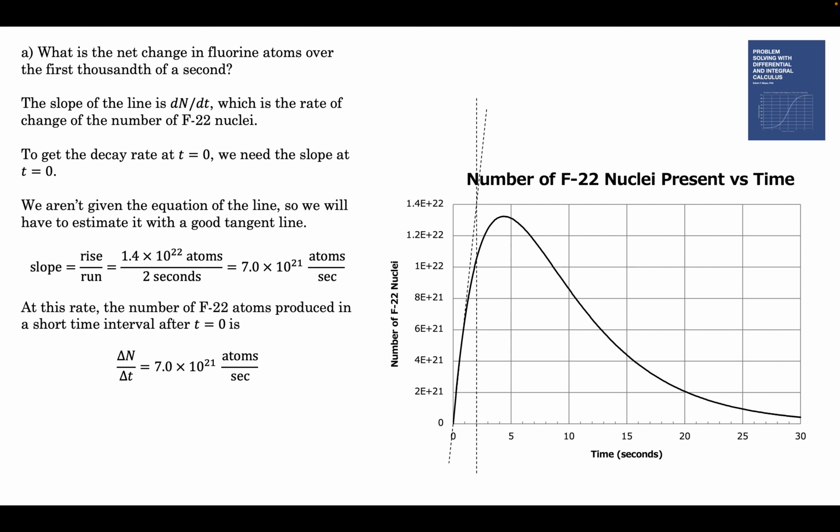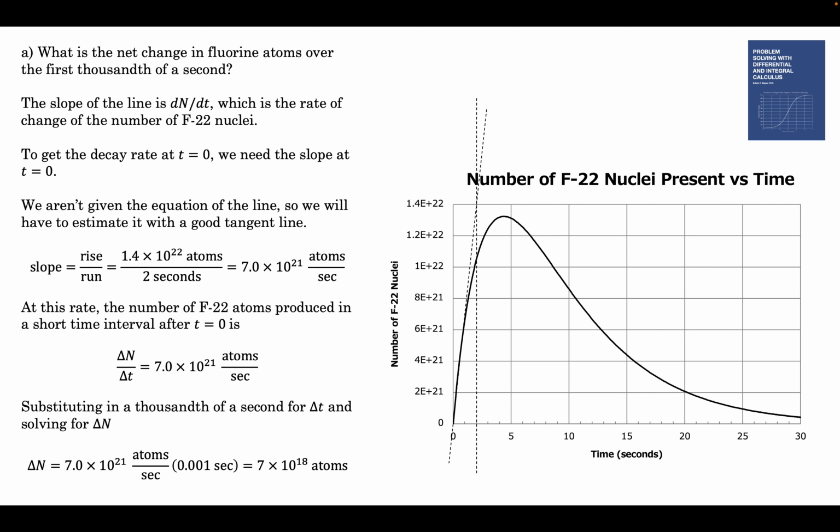Okay, so that's delta n over delta t. And we can use 1,000th of a second for delta t and solve for delta n. So over the first 1,000th of a second, there are 7 times 10 to the 18th fluorine atoms produced.